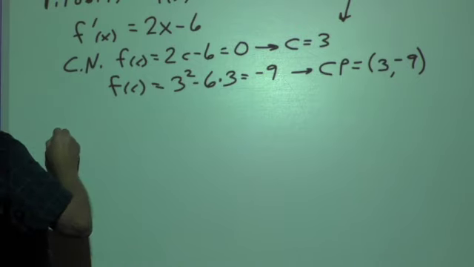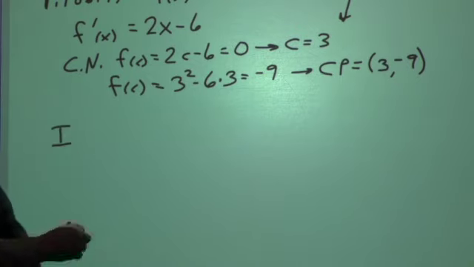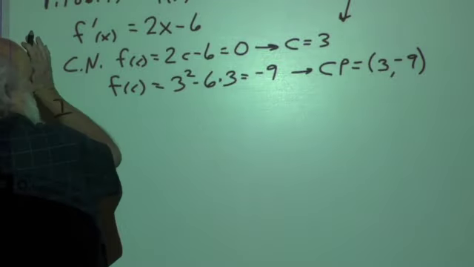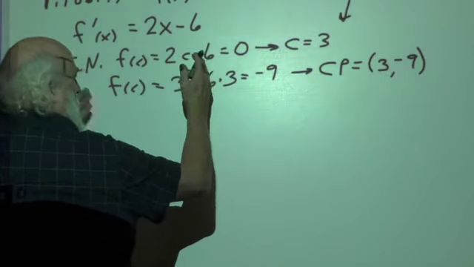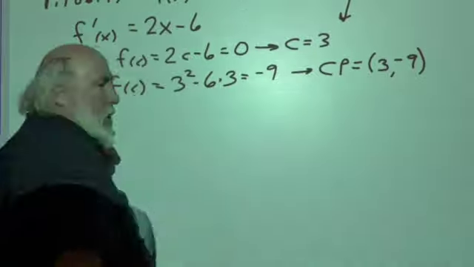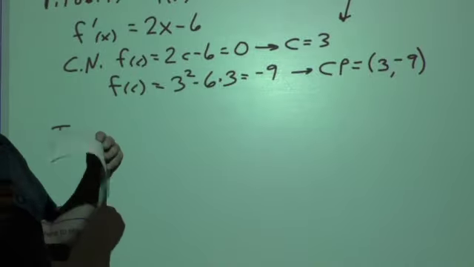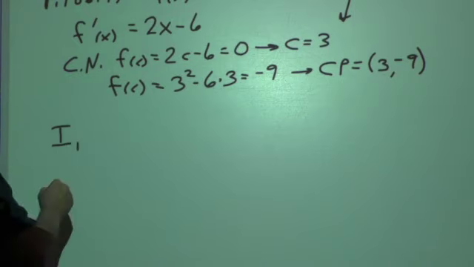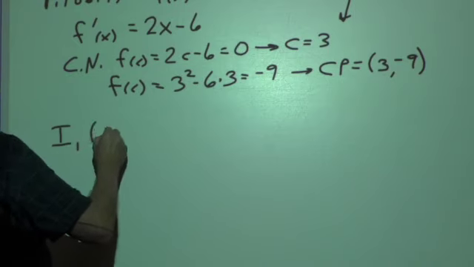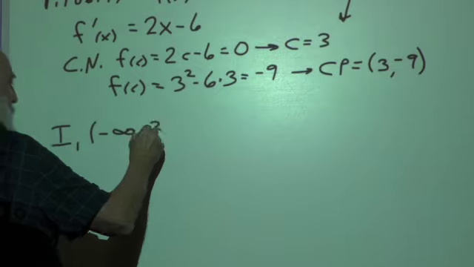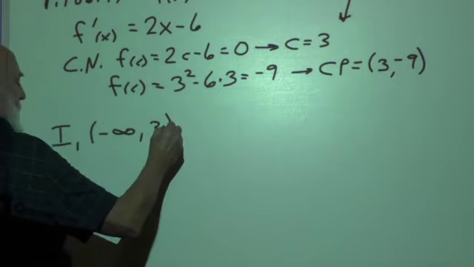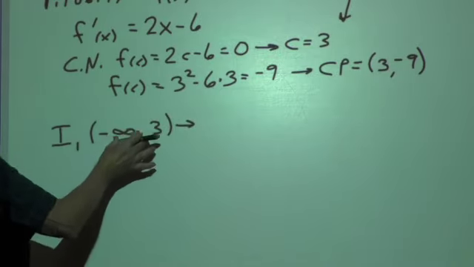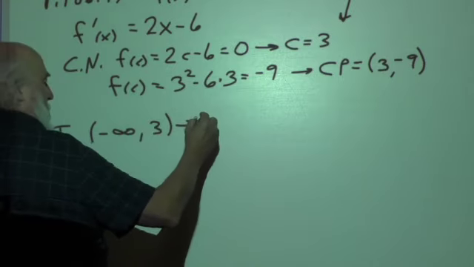So we need to look at the intervals. We got two intervals here, from negative infinity to 3, and then from 3 to positive infinity. And we need to see if it's increasing or decreasing during those intervals. So for the first interval, I'll call that I sub 1, is going to be from negative infinity to 3. So I'm going to test with a number between negative infinity and 3. I'm going to test with a 2 here.